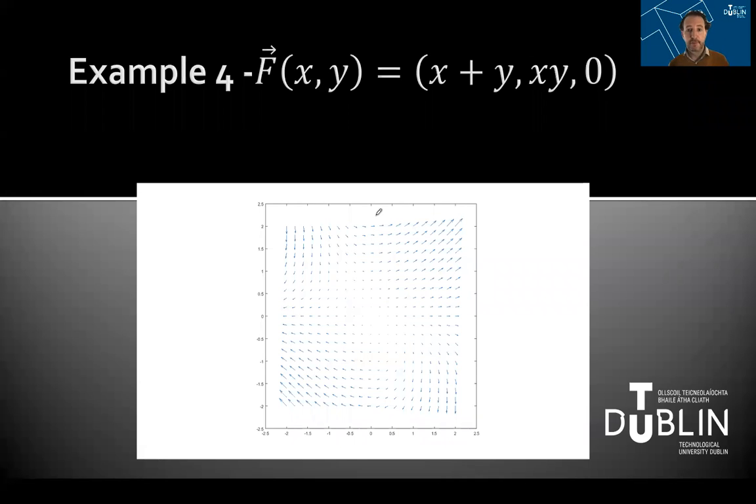Let me go to example 4 again with the correction. We have our vector field of x, y, which is x plus y, xy. Yep. So, as I said before, this is complicated. You can't say, is that expanding there? Is that contracting? What's happening?